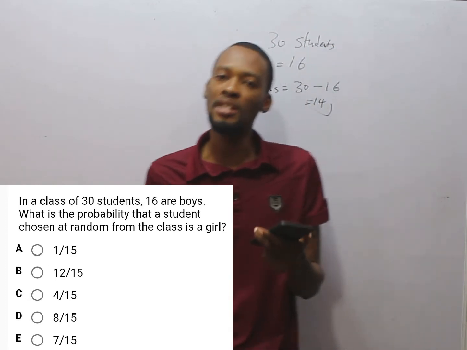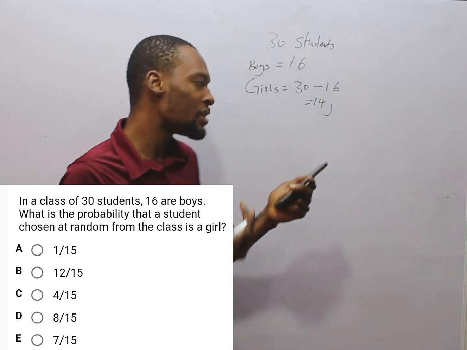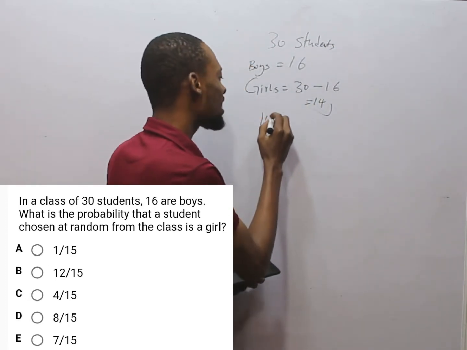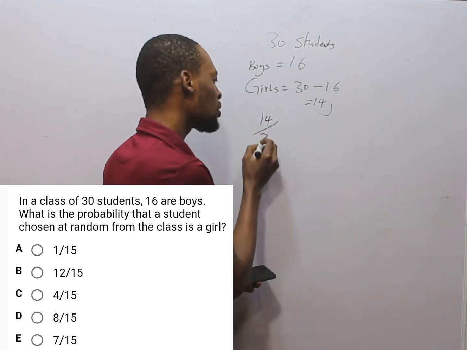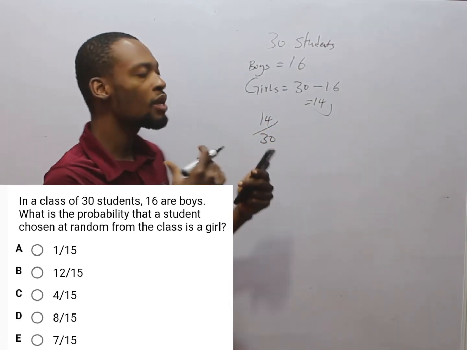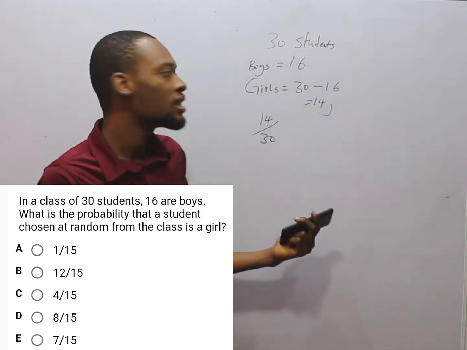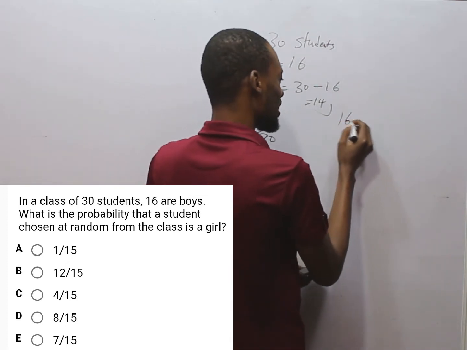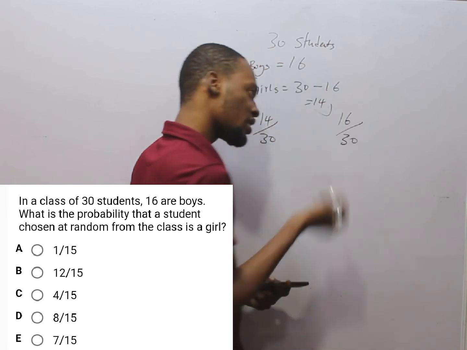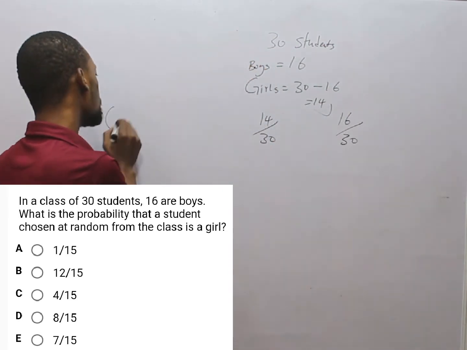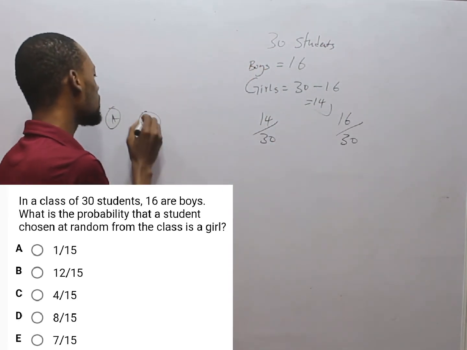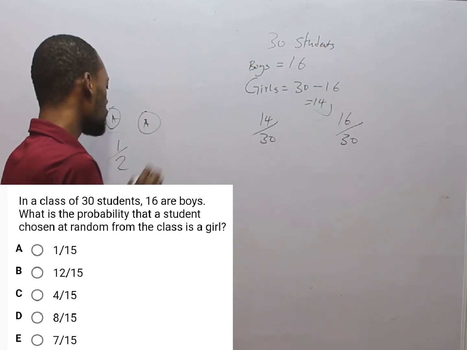The probability that a girl will be picked is simply the number of girls in the class over the total number of students. The probability that a boy is picked is simply the number of boys in the class over the total number of students. So if you have two events, the probability of one happening is simply 1 over the 2.